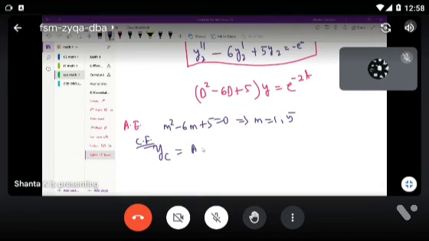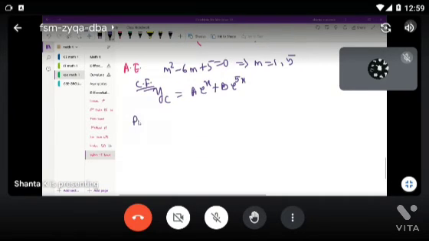will be a or c1 e to the power x plus b e to the power 5x. A, B are constants like c1, c2. So this is the complementary function. Now we will look at the particular integral.